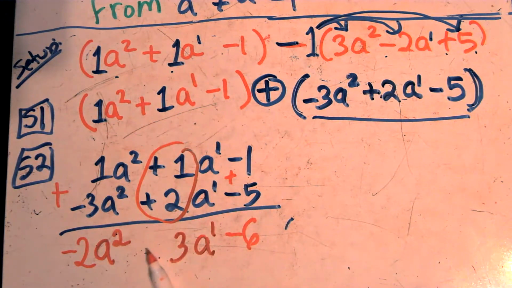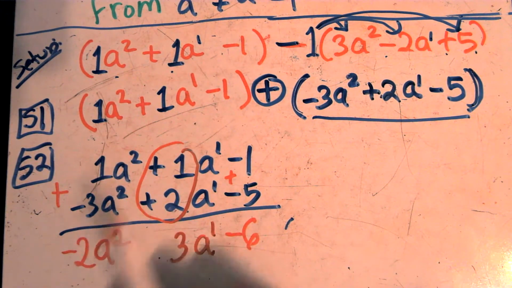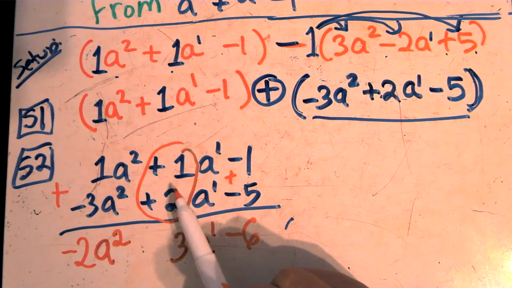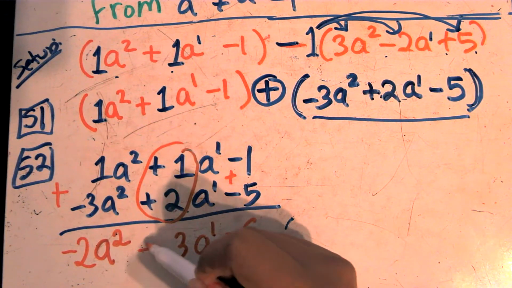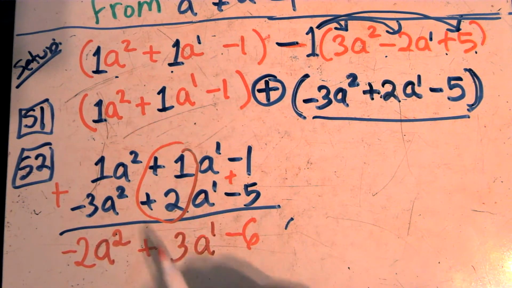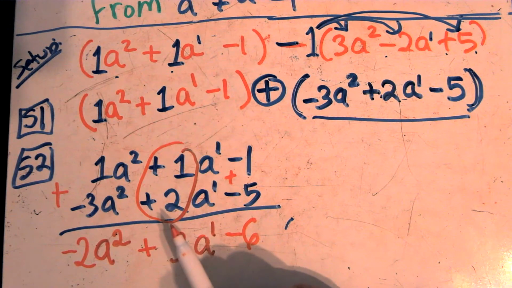Now notice, sometimes kids forget to bring down the sign. If you are adding a positive and a positive, it's going to give you a positive number, so you have to have the sign in front. Plus 3, because we're dealing with a positive number.